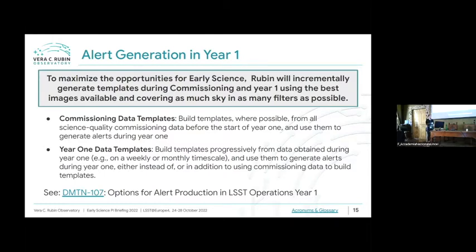So there are two components to this. One is the commissioning data templates, whereby we will take everything out of commissioning, build templates where possible from science quality commissioning data, and use them to generate alerts during year one. And then there's the year one data templates, where we build templates progressively from data obtained during year one on some to be decided cadence. And we will do this outside of data release processing and then use them to generate alerts during year one.